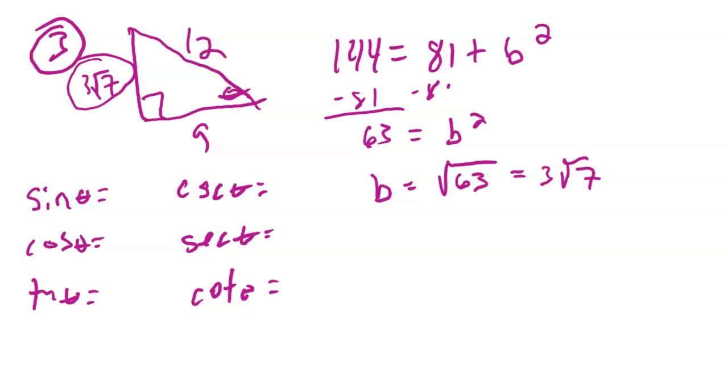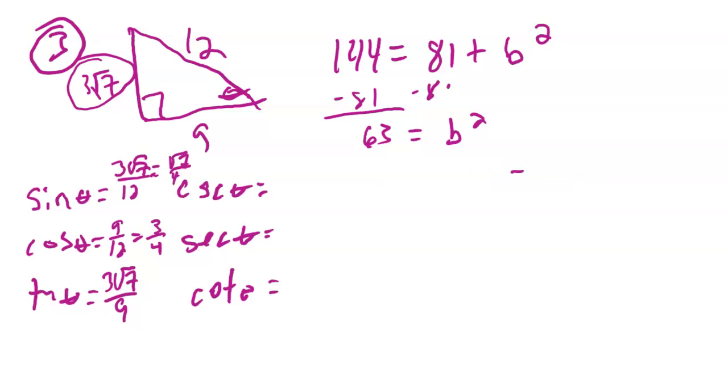Sine is 3 rad 7 over 12, and that reduces to rad 7 over 4. It's really awkward. The next one, cosine. Cosine is 9 over 12, which reduces to 3/4. I hope. Looks good to me. Tangent is opposite over adjacent, so 3 rad 7 over 9, which is rad 7 over 3.